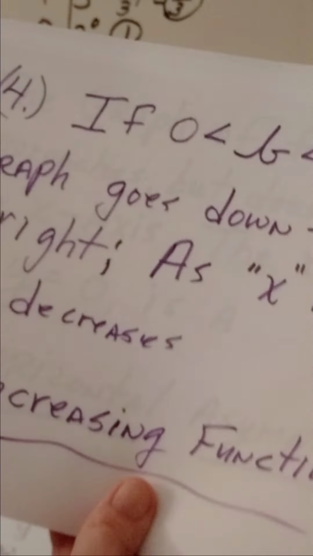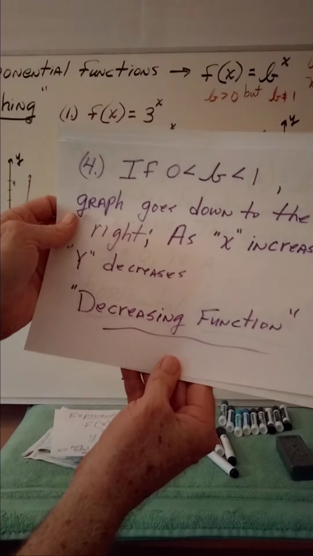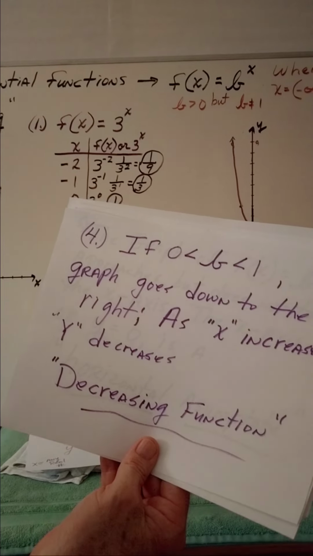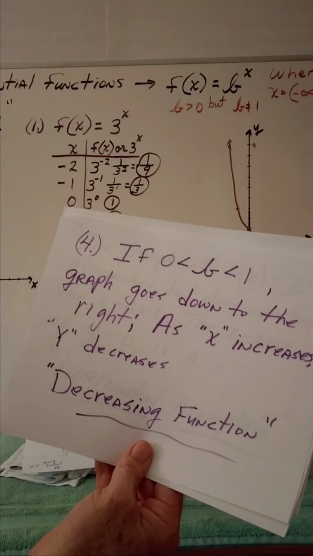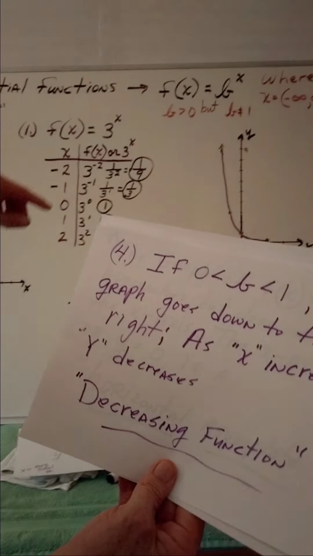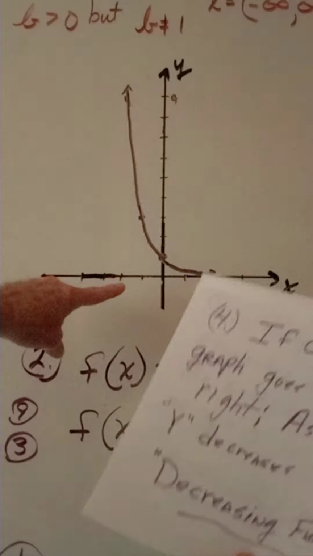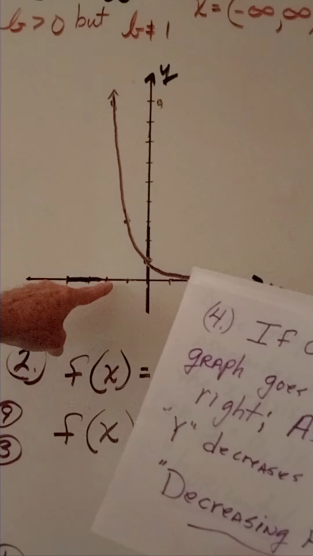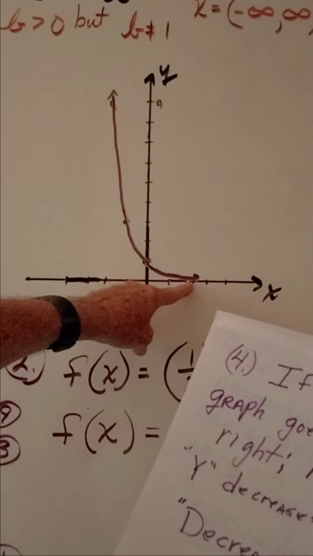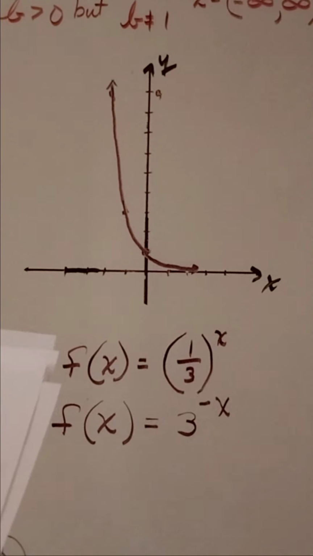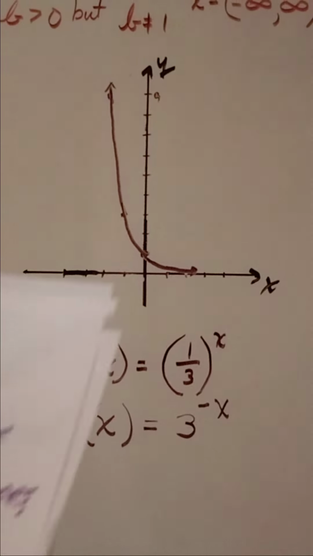And because it's called a decreasing function, that indicates as the value of x increases, the value of y decreases. As you allow x to increase, the value of y is going to decrease. It's going to get smaller. That's characteristic number 4. And finally, the 5th characteristic.